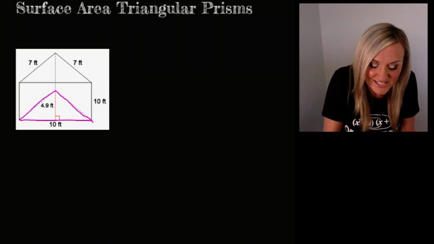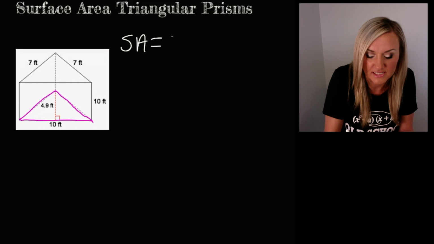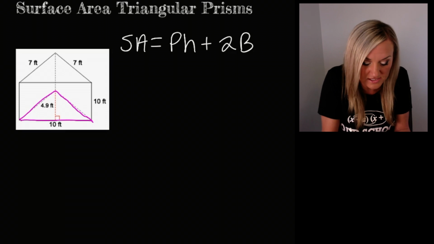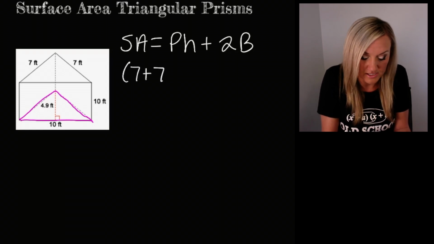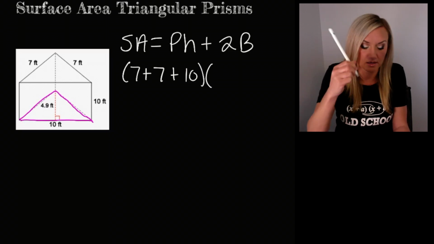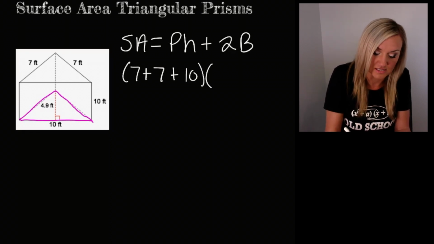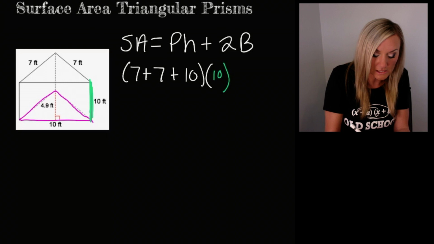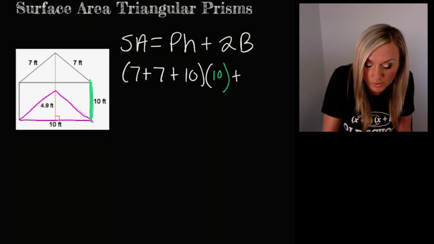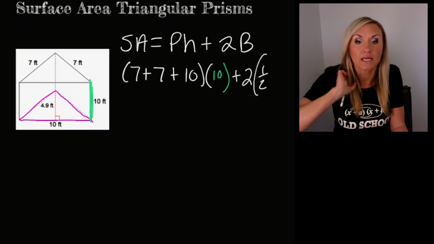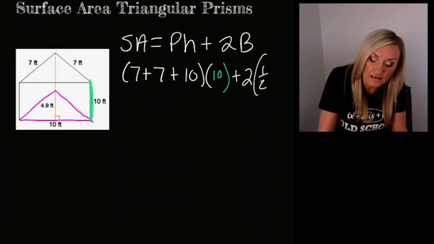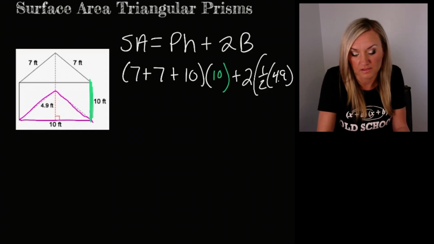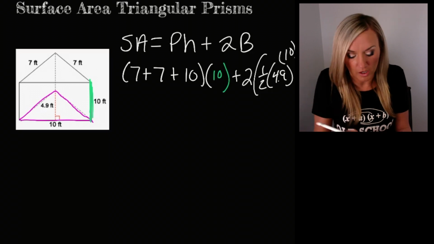Here we go. Let's see, surface area is perimeter of the base times the height plus 2 times the area of the base. And the perimeter of our base was 7 plus 7 plus 10 times the true height. And remember, guys, that true height is the distance between our two triangles. So that is 10, plus 2 times 1/2 base times height, and that is the 4.9 times 10, and I just ran out of space. Sad face. Sorry, guys. All right, I'll do better.